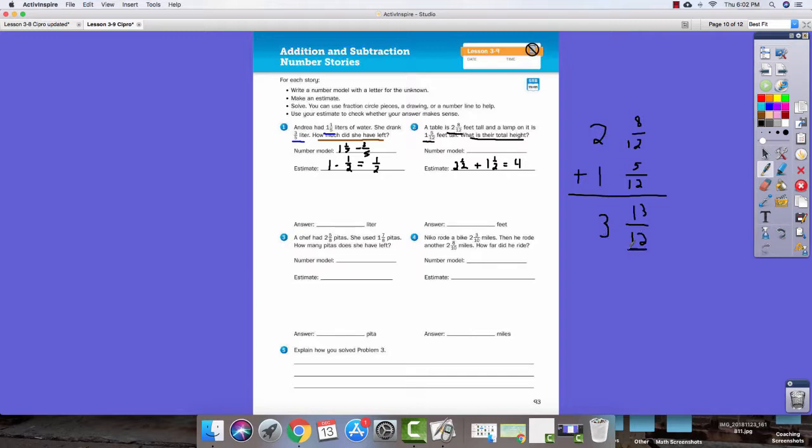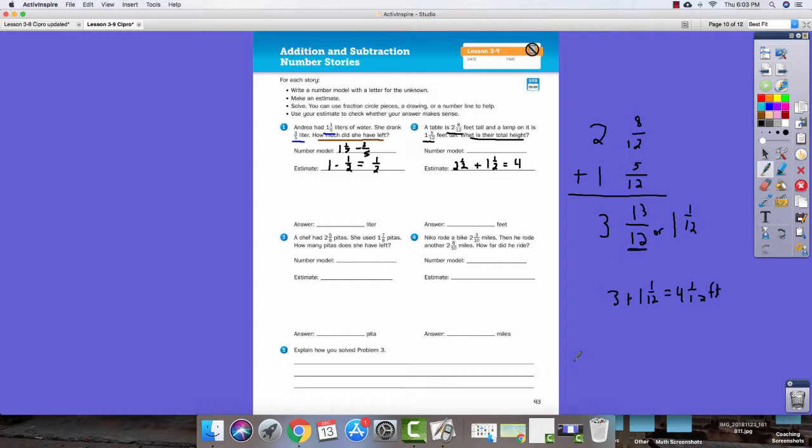But I'm noticing over here that I can make another whole from 13/12. So 13/12 is the same as 1 and 1/12. So now let's just add our 3 plus 1 and 1/12 here. And we get 4 and 1/12. Okay? So this lamp is 4 and 1/12 feet tall.